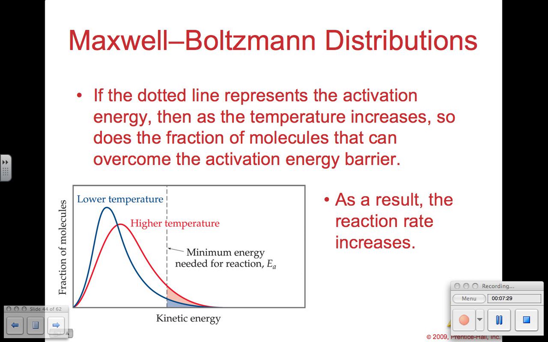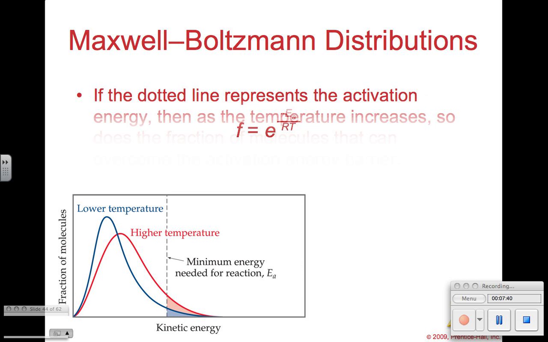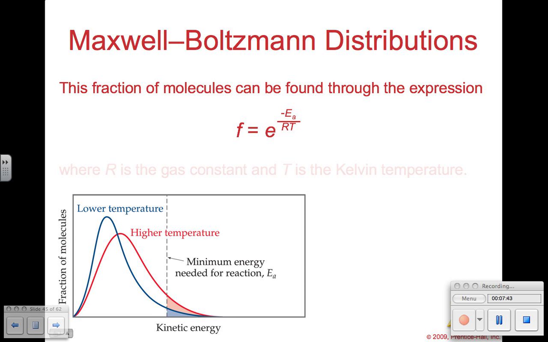All right, so if the dotted line represents the activation energy, then as the temperature increases, so does the fraction of molecules that can overcome the activation energy barrier. Thus, the reaction rate increases as temperature increases because more things have enough energy to meet or exceed the activation energy, and therefore that increases the rate of reaction, how many things are going to react and form the products.